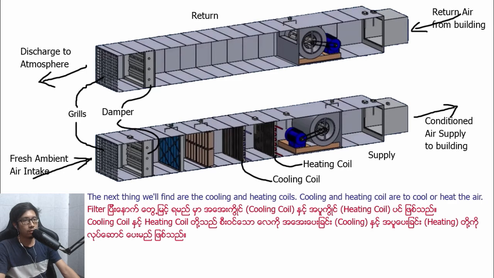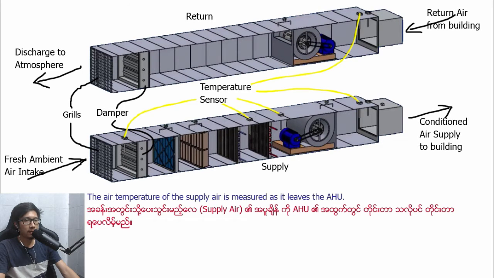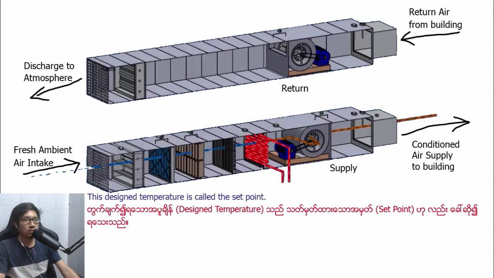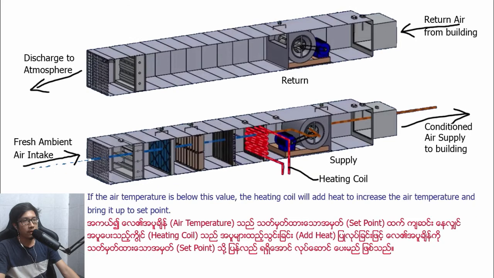The next things we will find are the cooling and heating coils. The cooling and heating coils are to cool or heat the air. The air temperature of the supply air is measured as it leaves the AHU. This needs to be at a design temperature to keep the people inside the building comfortable. This design temperature is called the setpoint. If the air temperature is below this value, the heating coil will add heat to increase the air temperature and bring it up to setpoint.